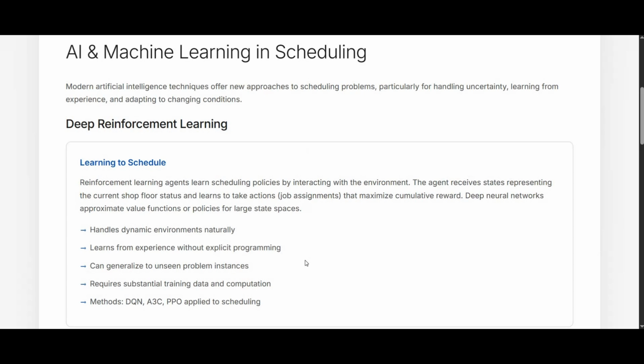And deep neural networks sit at the core of this. They approximate what we call value functions or policies. Essentially, they estimate how good a certain decision will be in a given situation, even when there are millions of possible states. And this makes DRL powerful in large, complex environments.